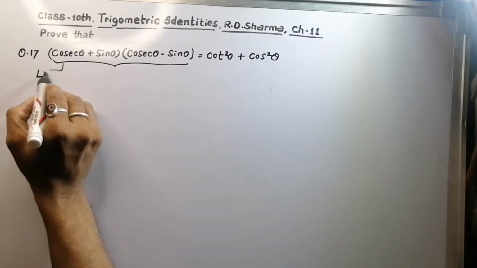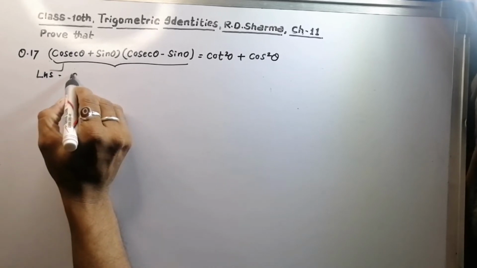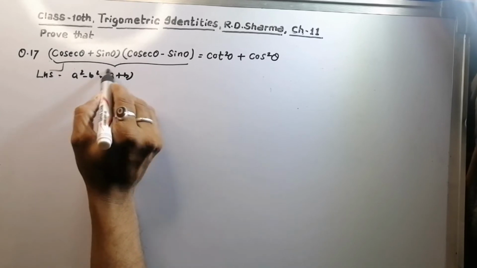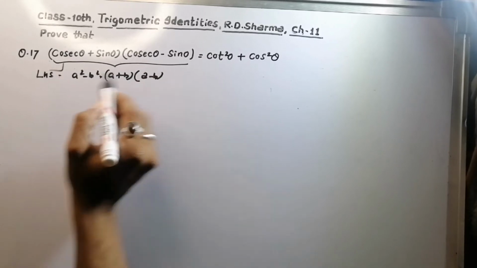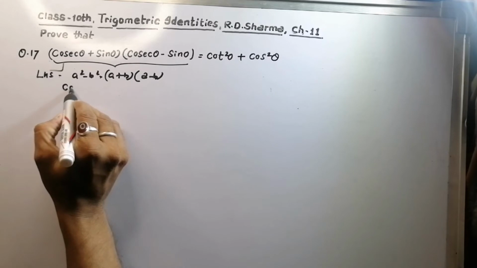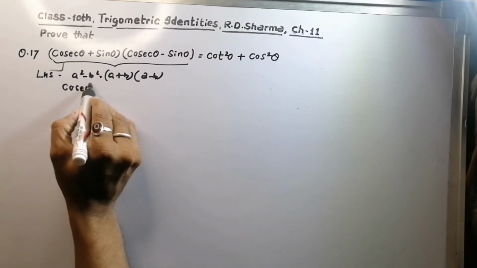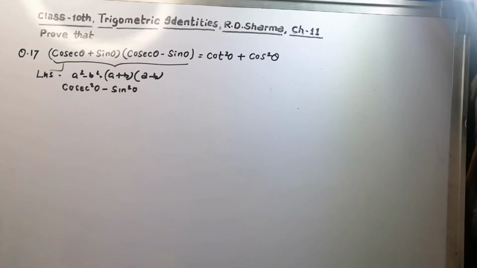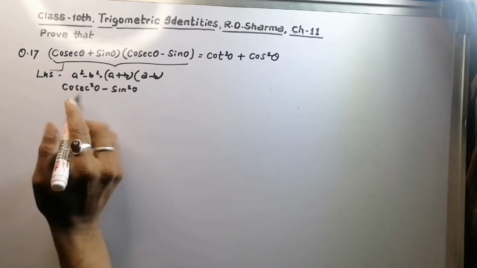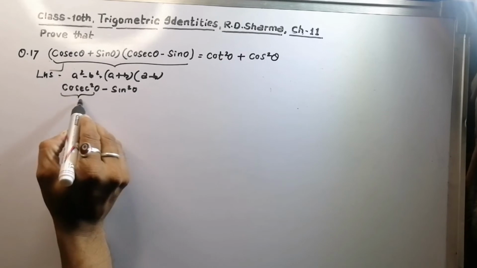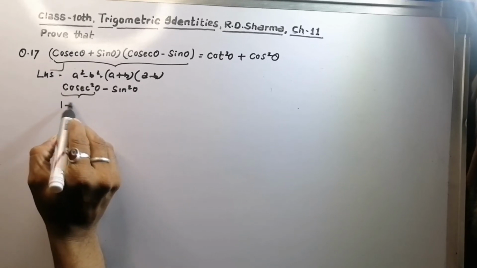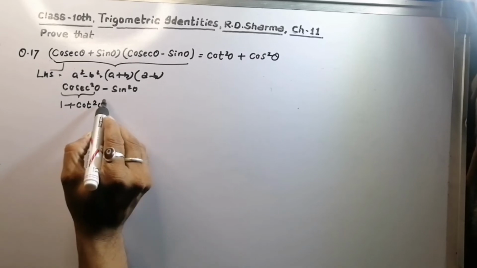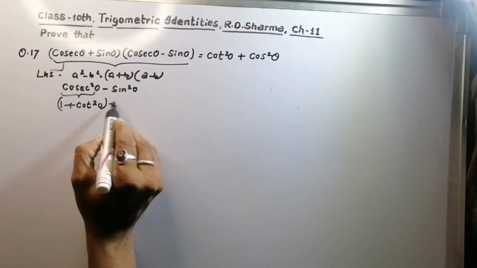Now question number 17. (cos theta plus sin theta)(cos theta minus sin theta) is equal to cot square theta plus cos square theta. First, left hand side. We can represent this as a plus b, a minus b is equal to a square minus b square, so in place of this we can write cos square theta minus sin square theta.